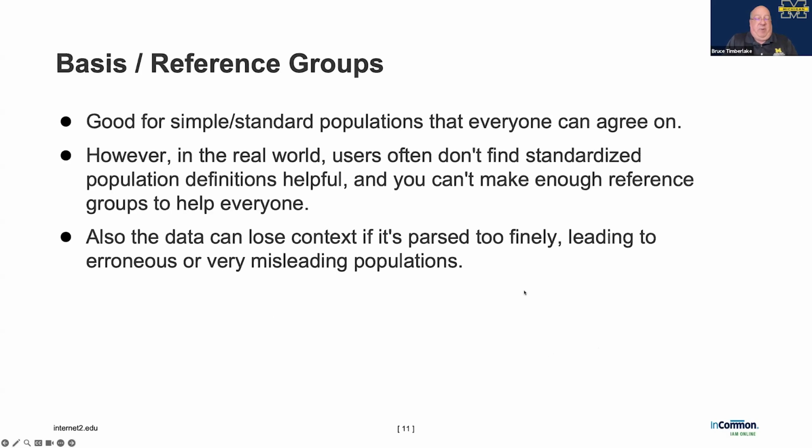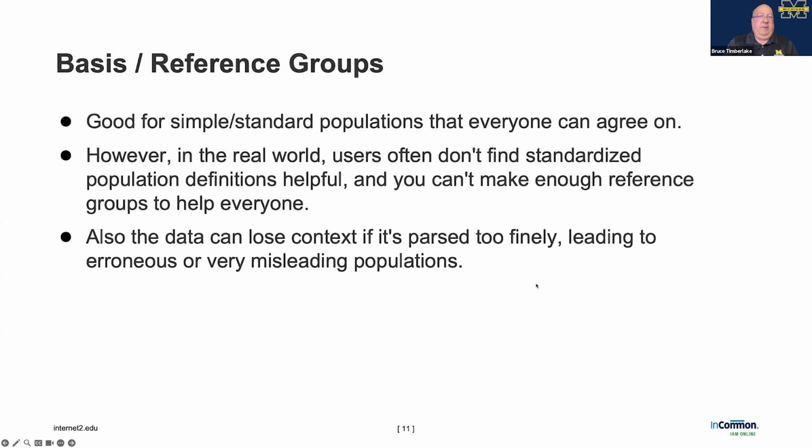These are good for standard populations everybody can agree on. If you say all faculty, that seems like everybody should be able to agree what all faculty should mean. But as we found, users don't necessarily want those standardized populations. And if you try to make reference groups that will please everybody, you're going to make many, many that don't get used, or you're still customizing them. And the other thing we found was, especially with people with multiple appointments, if you parse that data too finely, context becomes difficult to maintain when you try to reassemble it. It's very easy to misrepresent population sizes or put the right job title or role with the right departments and things like that.